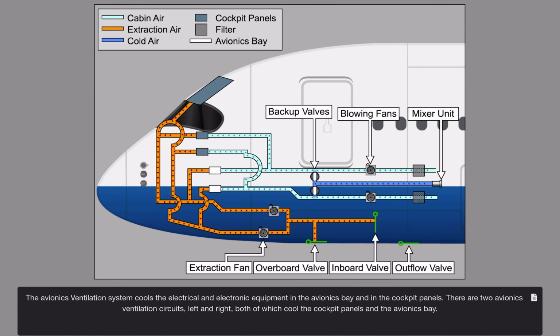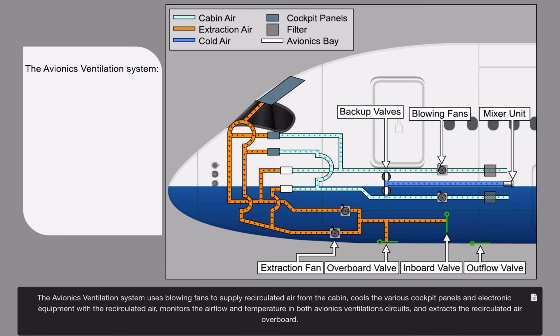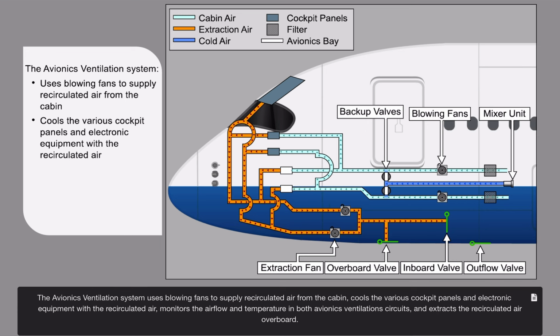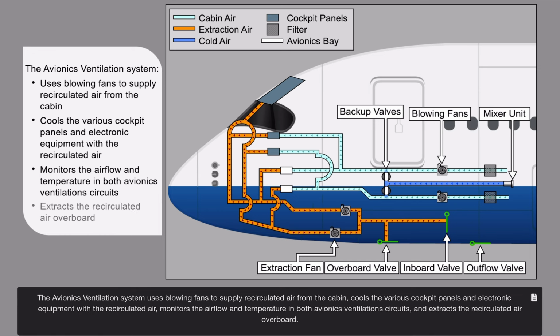The avionics ventilation system cools the electrical and electronic equipment in the avionics bay and in the cockpit panels. There are two avionics ventilation circuits, left and right, both of which cool the cockpit panels and the avionics bay. The avionics ventilation system uses blowing fans to supply recirculated air from the cabin, cools the various cockpit panels and electronic equipment with the recirculated air, monitors the airflow and temperature in both avionics ventilation circuits, and extracts the recirculated air overboard.